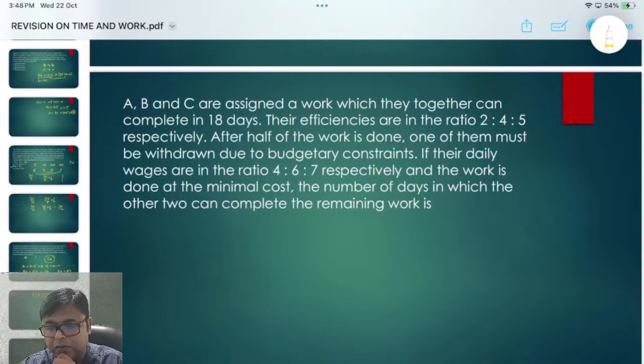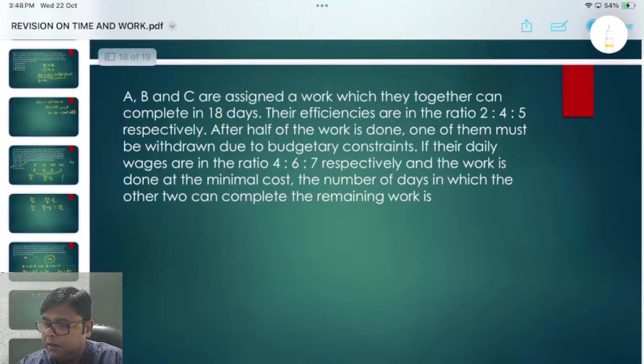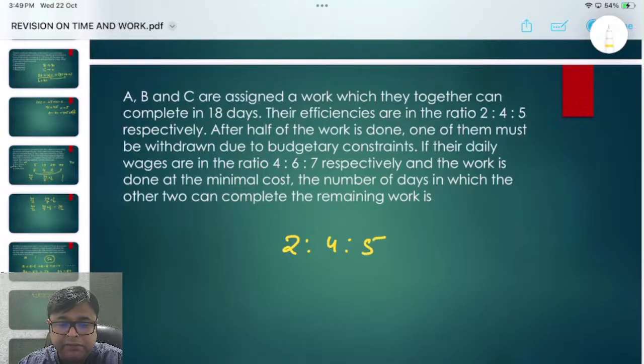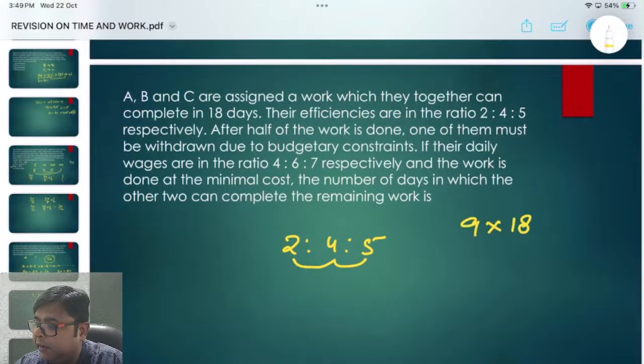No, no, no. See, first, the efficiencies are in the ratio. Okay, I'll explain. Efficiencies are in the ratio 2 is to 4 is to 5, and the work is done in 18 days. So let's say the total efficiency of all three is 9. So 9 into 18, 198 is the total work.